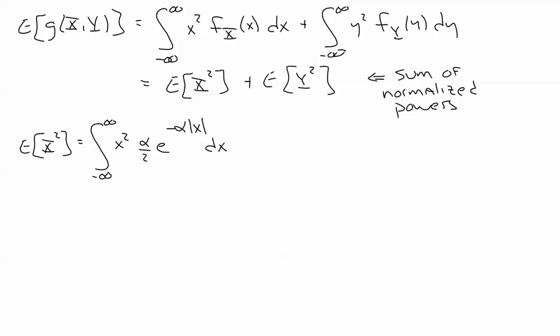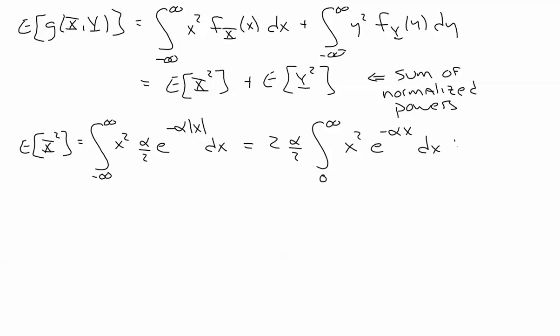Now what I'm going to do is get rid of my absolute value signs by doubling my integral around the origin. That'll give me x squared e to the minus alpha x dx. Okay? Get rid of my absolute value signs by noticing that my marginal probability density function is symmetric about the origin, and so I can just double my integral.